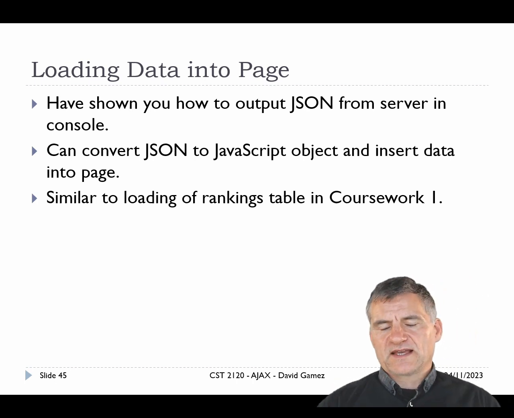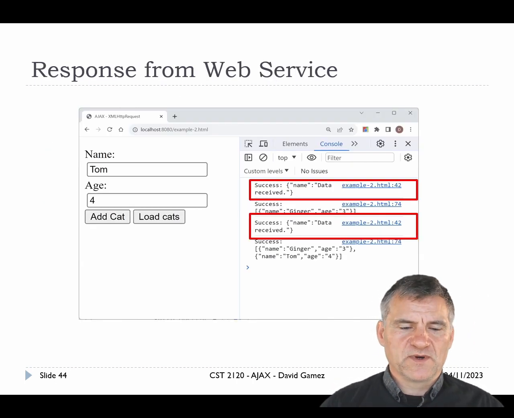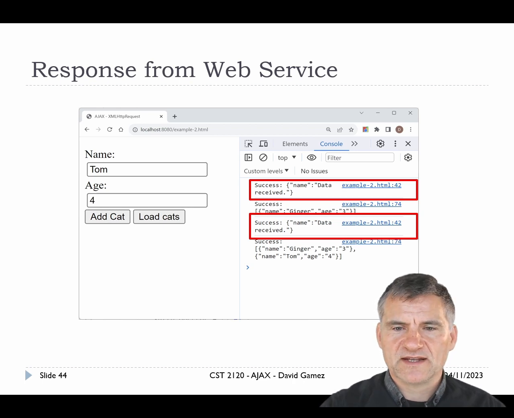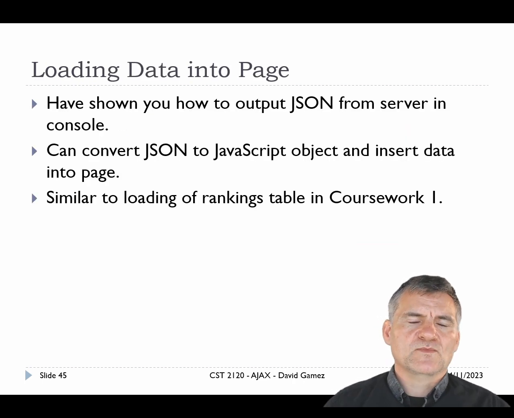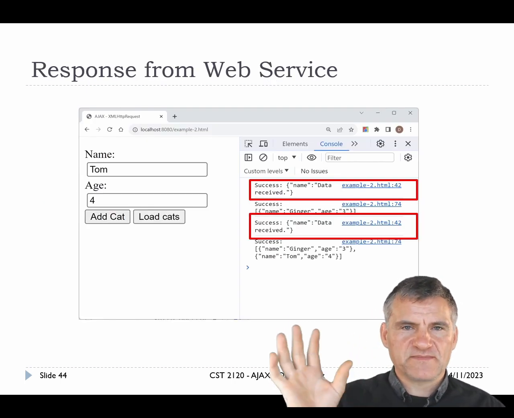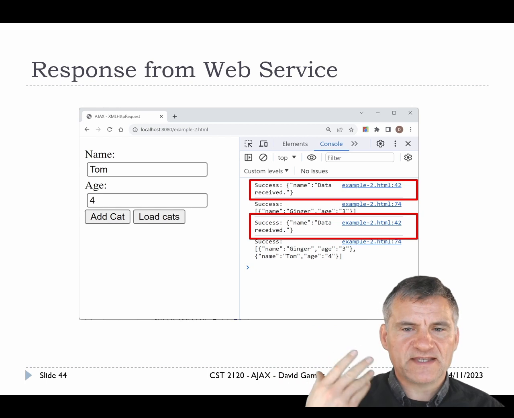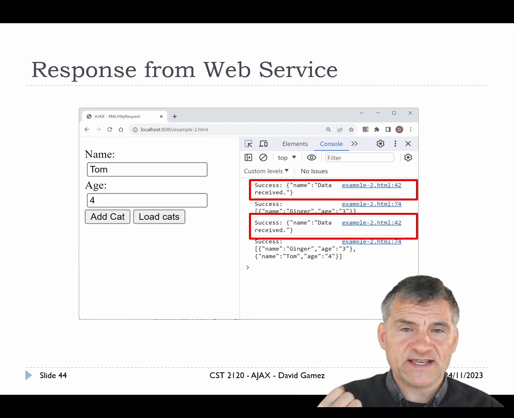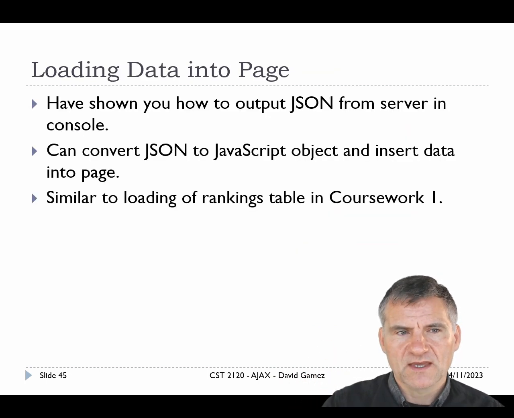Okay, so that's the very basic version, and I've shown you it working. I'll show you again in a sec. And here we're logging all the JSON data out to the console just so we can see what's going on and explain the basics of XMLHttpRequest.